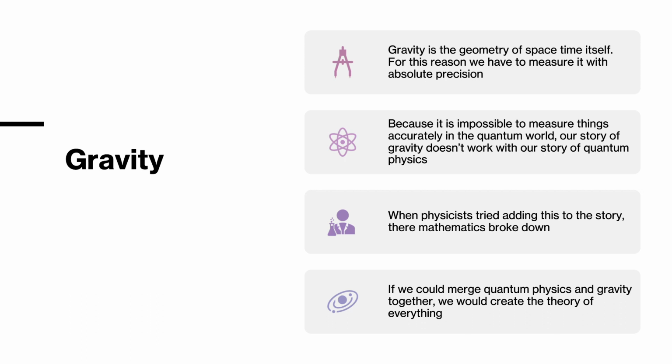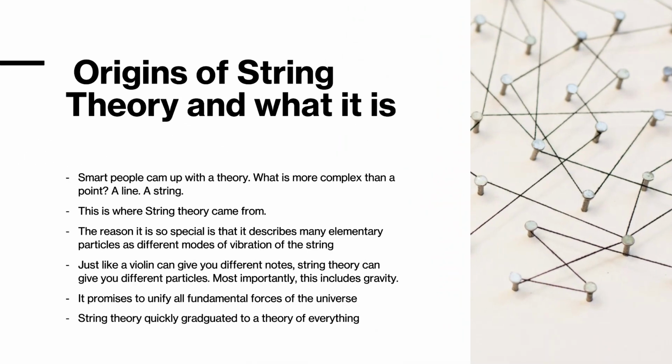If we could merge quantum physics and gravity together, we would create the theory of everything, and that is the theory Einstein was trying to find for the last three decades of his lifetime. This is where some smart people decided to continue his work. This is called either superstring theory or string theory. What are the origins of string theory and what is it? So this idea started like this.